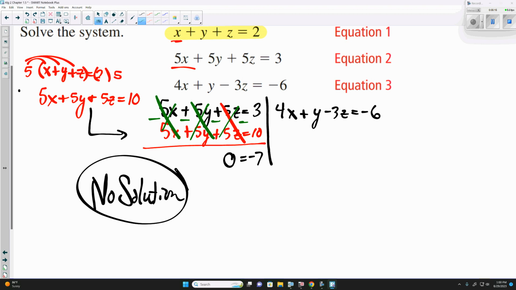Questions on this here? On the question we did yesterday, we divided by 2 on that one, and now we're multiplying by 5. Because again, we want the x to be the same, because we need them to cancel out, to eliminate.